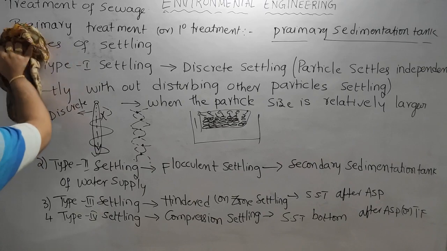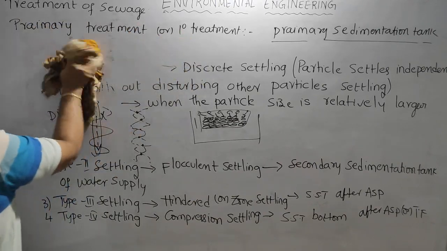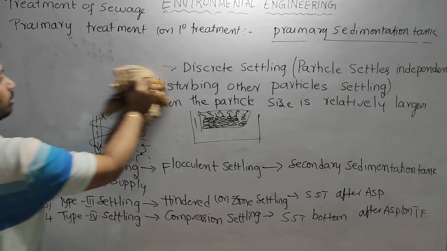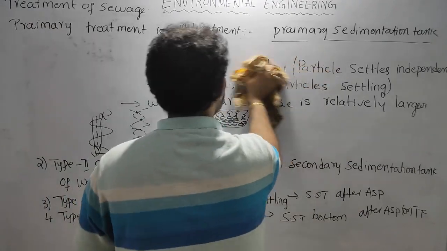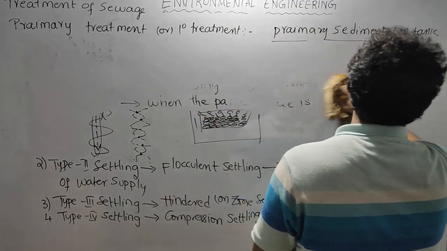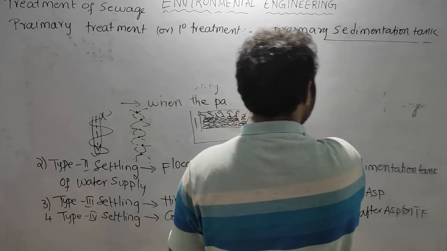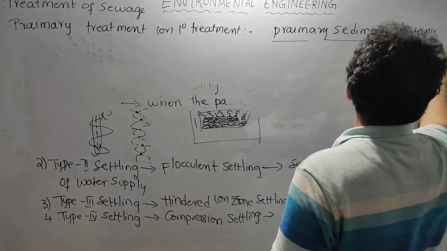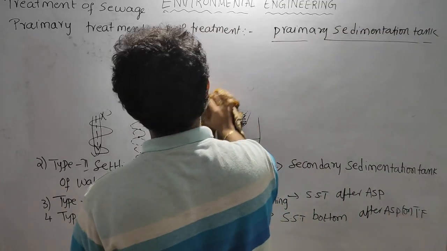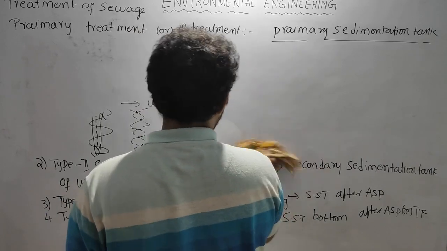Now coming back to the primary sedimentation tank, the design and analysis will be the same as we did in water supply engineering: overflow rate, settling velocity, surface area, cross sectional area, depth of the settling tank, efficiency. All are the same. The only difference here is the detention time will vary, because the particle sizes are relatively larger compared with water supply.